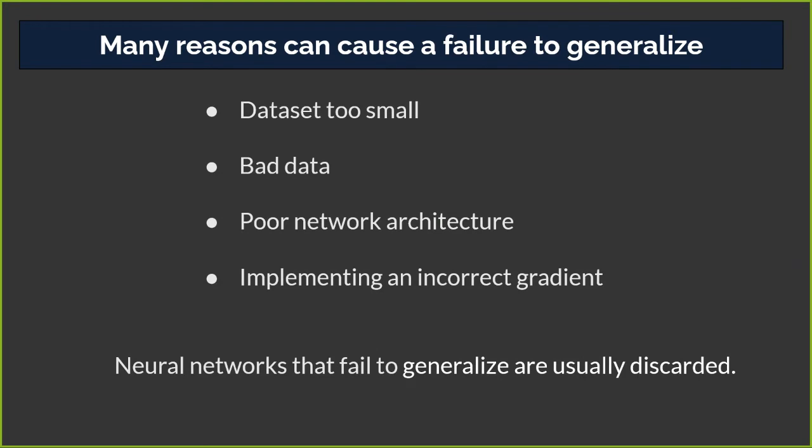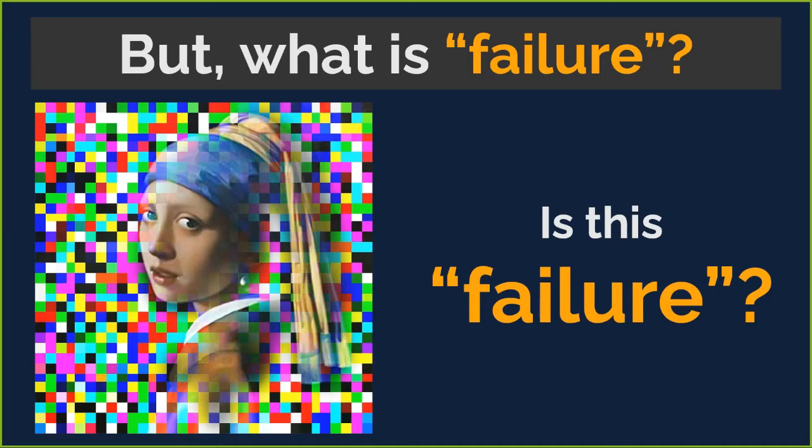So neural networks that fail to generalize, that fail to work well outside of this initial training data, we usually discard them because they're worthless. Like, they're failures. Why would we use this malfunctioning neural network to do a task? Well, I have a question. What is failure? Is this an example of failure?